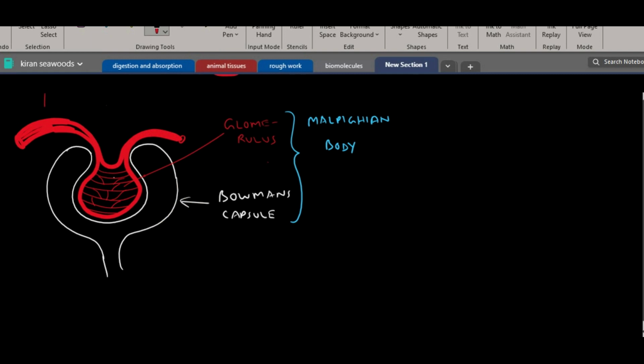The one through which the blood enters is referred to as the afferent arteriole, and it divides into glomerular capillaries, or glomerulus, and then it exits as the efferent arteriole.